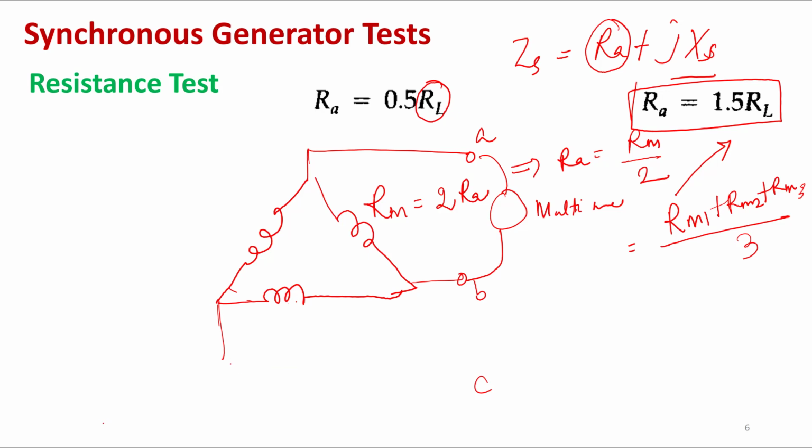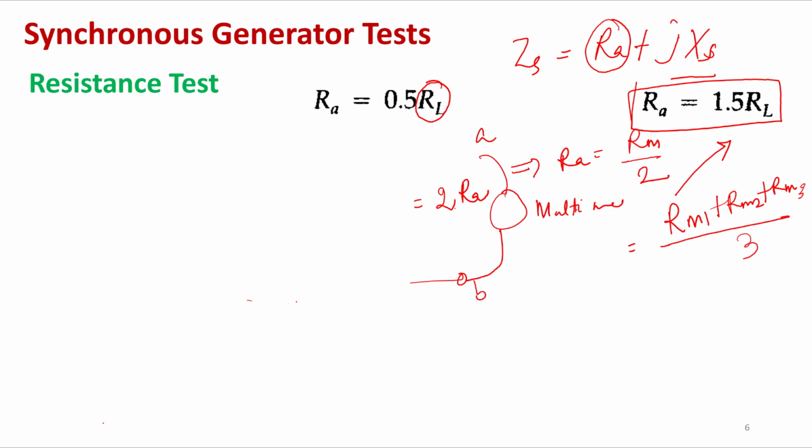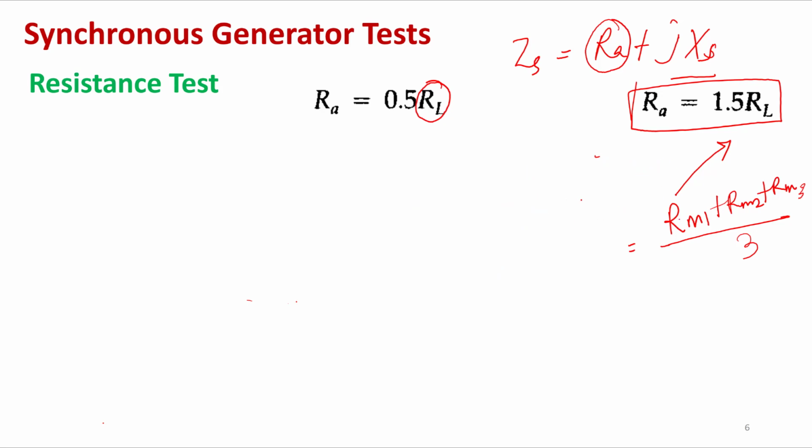Now we'll talk about the open circuit test. In the open circuit test, what is the procedure? The procedure is to open the circuit and connect the voltmeter across the open terminals. Then you vary the field current from 0 and proceed gradually up to the rated voltage, or beyond the rated voltage, up to 50% more than the rated voltage.